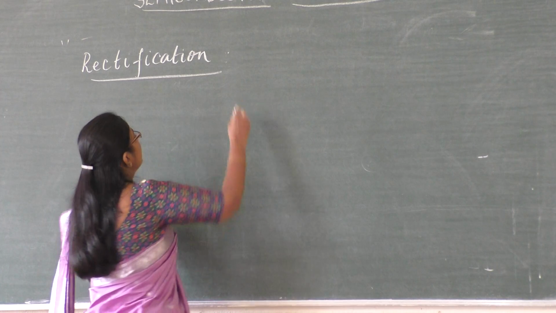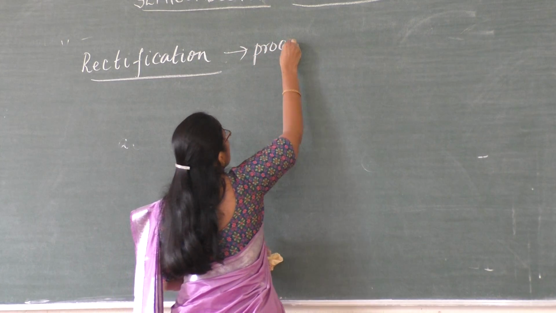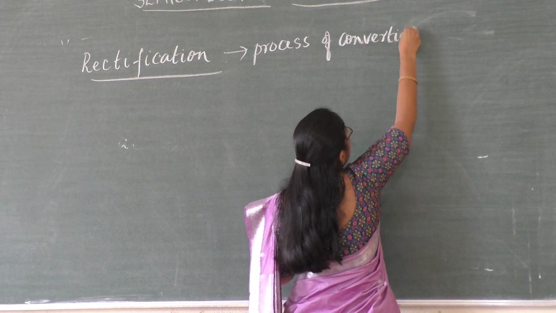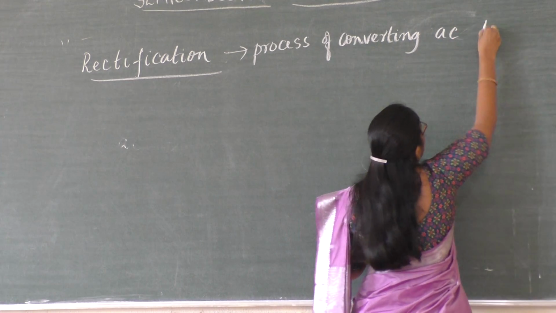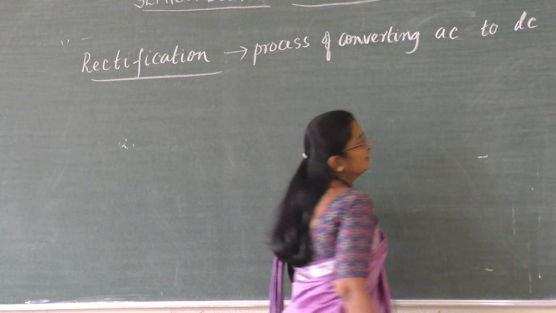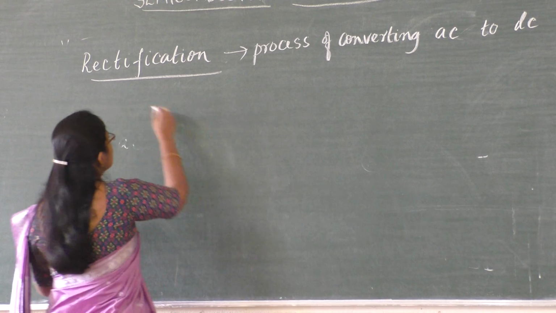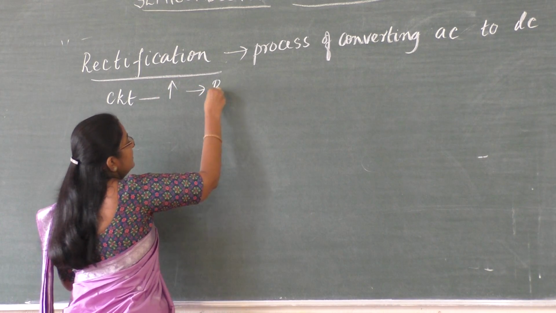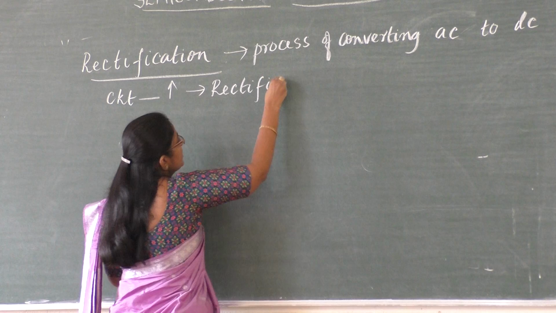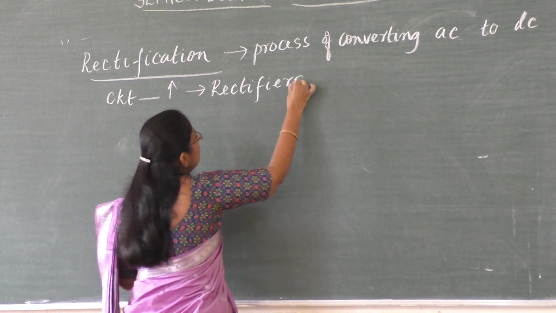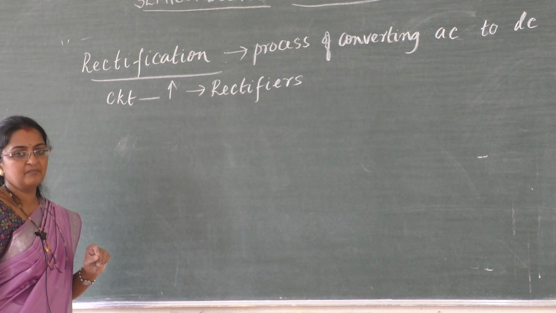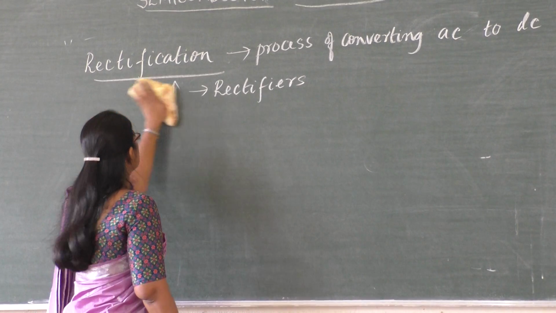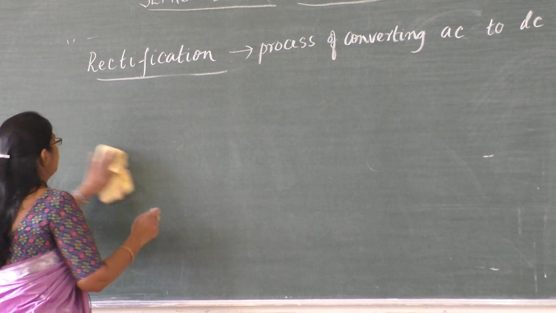So in simple terms, we can say rectification is the process of converting bidirectional current, that is AC, to unidirectional current, that is DC. And the circuits which work under the process of rectification are called rectifier circuits, or simply we say that they are rectifiers. Now there are two types of rectifiers. Today we will study the half wave rectifier.